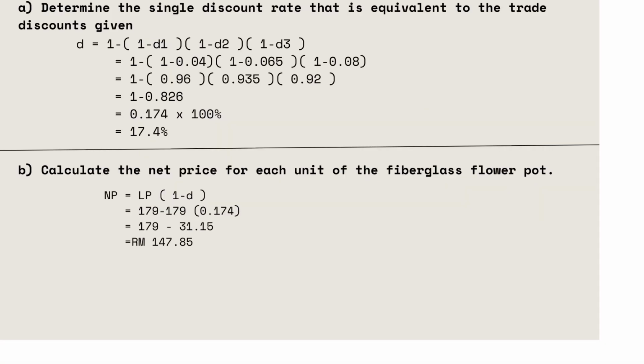Question 4A is to determine the single discount rate that is equivalent to the trade discounts given. So this is the solution for question A. D equals 1 minus, 1 minus first trade discount rate, multiply 1 minus second trade discount rate, multiply 1 minus third trade discount rate. Then 1 minus 0.04 for the first trade discount, then multiply 1 minus 0.065 and multiply 1 minus 0.08. Then you will get 1 minus 0.96 multiply 0.935 multiply 0.92 equals 0.174.